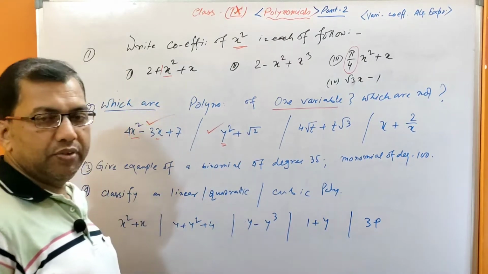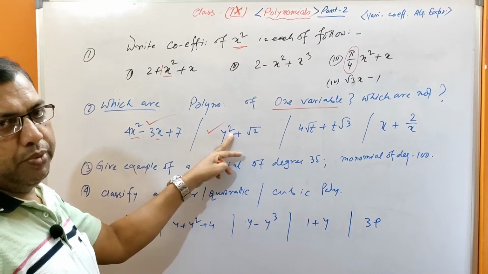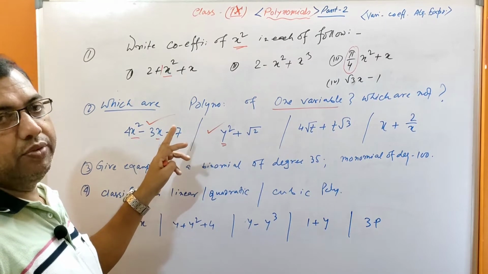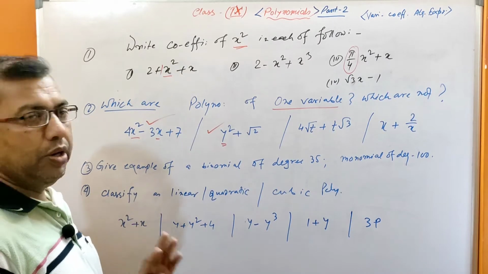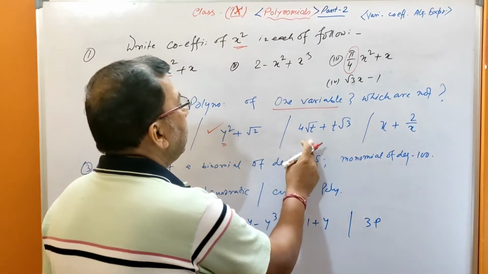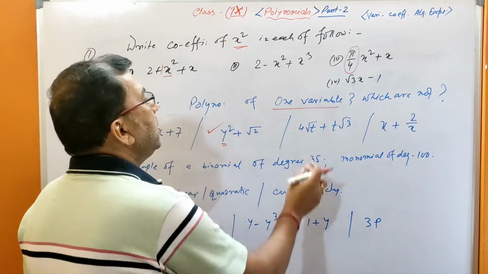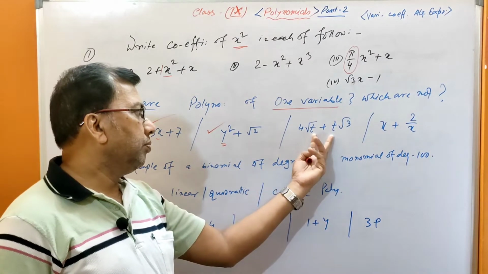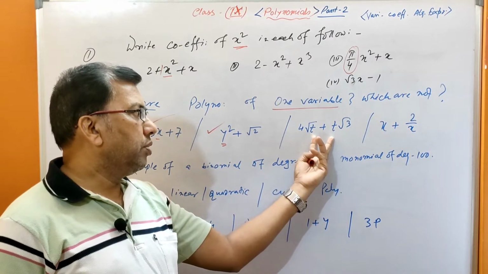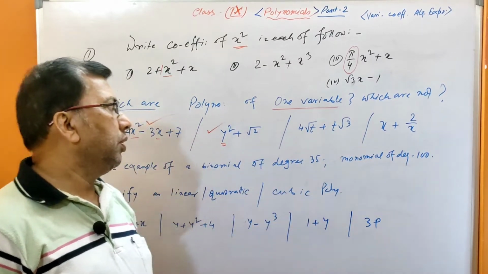The polynomial is one variable. And the power is plus 2. You must remember, the power will be a non-negative integer. Non-negative. Okay? Negative should not be there. And this, 4 root over t plus t root 3. Is it a one variable polynomial or not? Variable is one. This is one variable. This is also one variable.